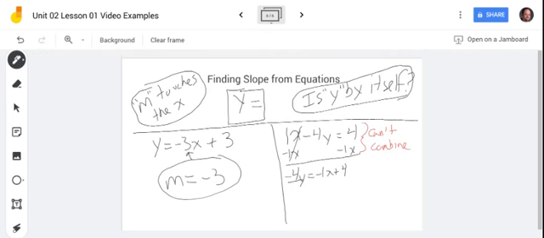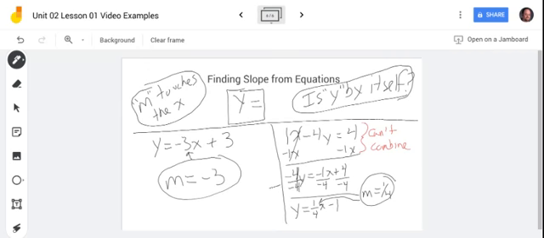Now I need to divide by negative 4 to everything. So that gives me y equals, well, negative 1 divided by negative 4 is 1 fourth x, and 4 divided by negative 4 is negative 1. Now y is by itself, so m equals 1 fourth, right there touching the x. If you set it up right, it will always be first.